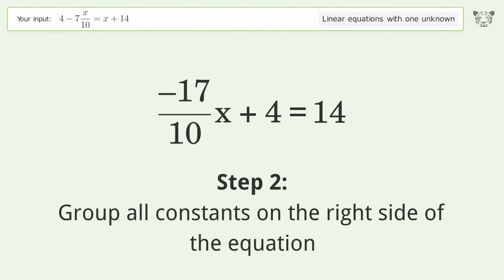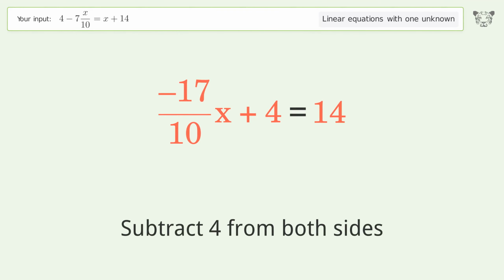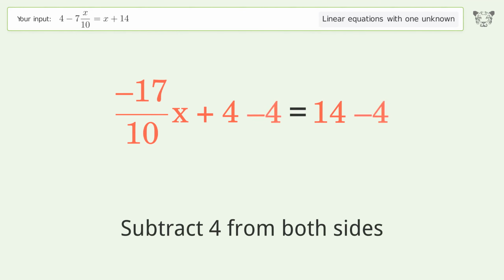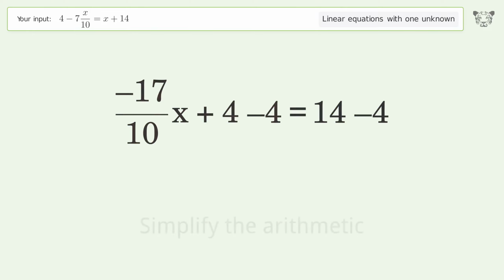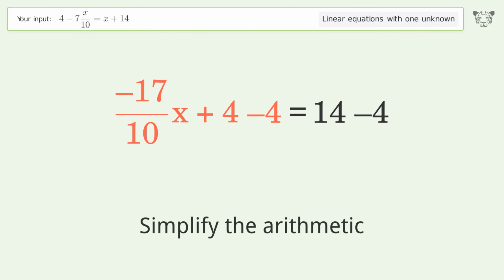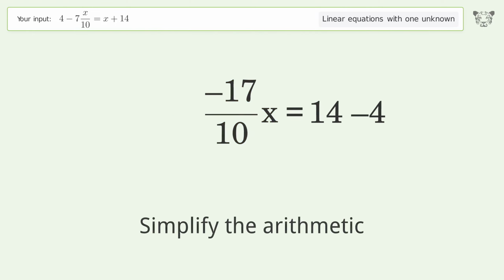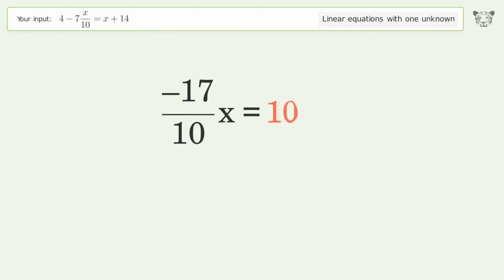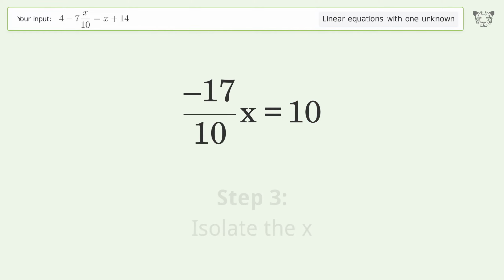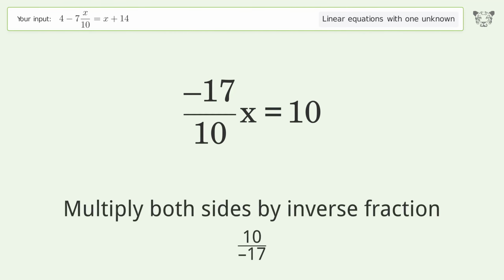Group all constants on the right side of the equation. Subtract 4 from both sides. Simplify the arithmetic. Isolate the x. Multiply both sides by inverse fraction 10/-17.